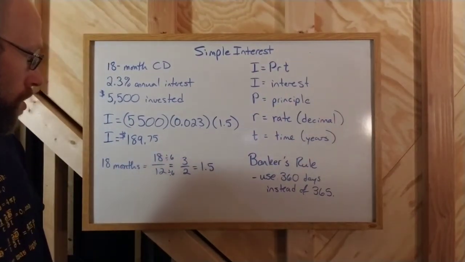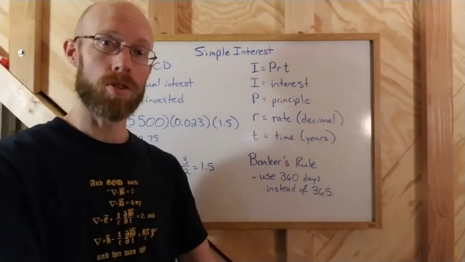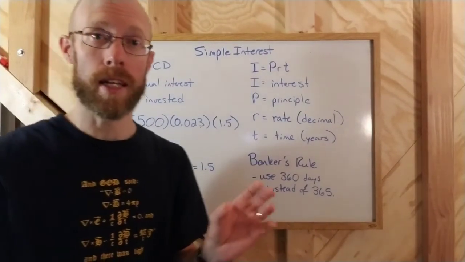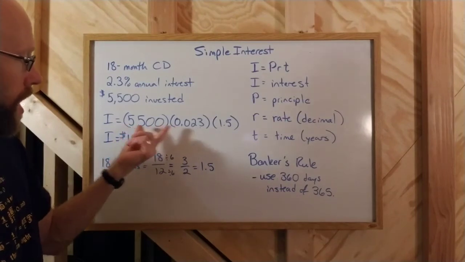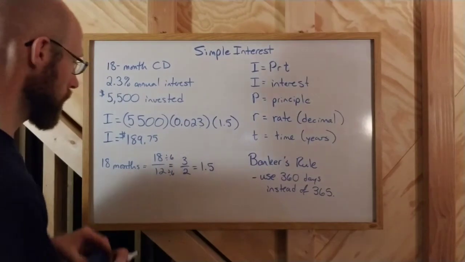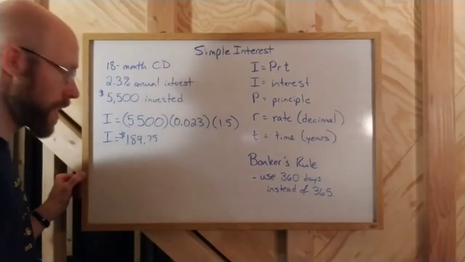Now, you may want to then figure out, because they deposit that money back into your account or give it back to you, you could withdraw all of that. So you could, at the end of the 18 months, withdraw your original $5,500 and this additional $190. And what you'll get is what's called the future value.